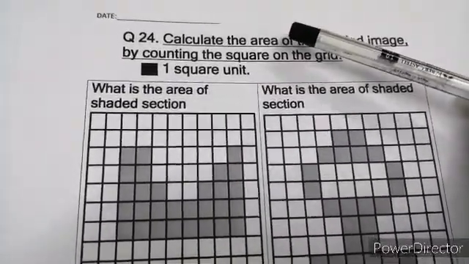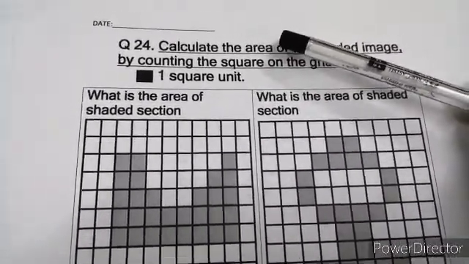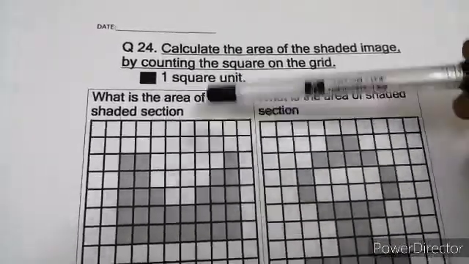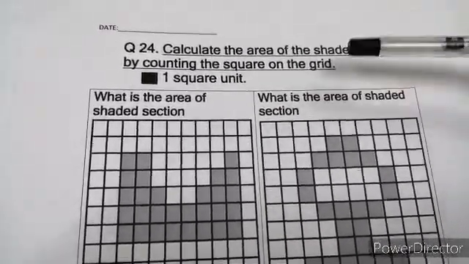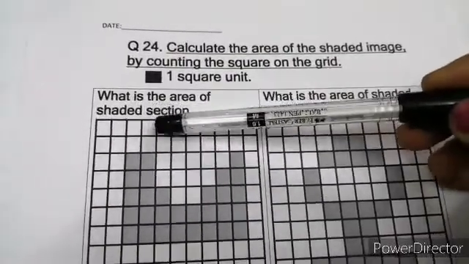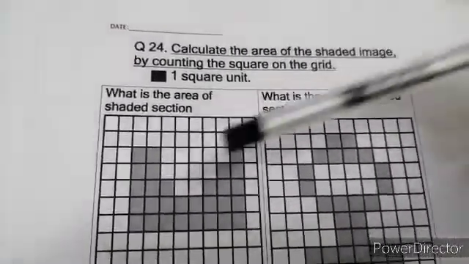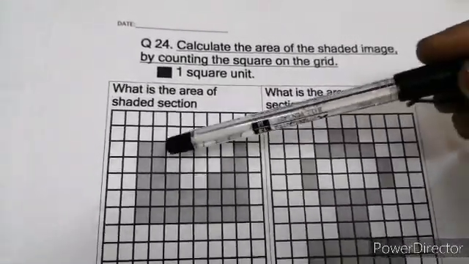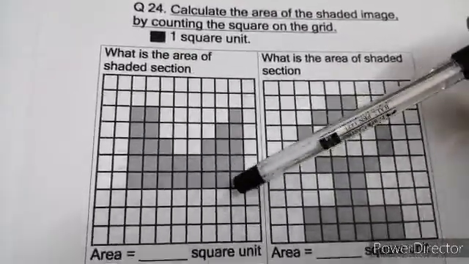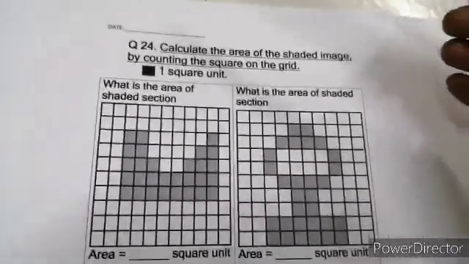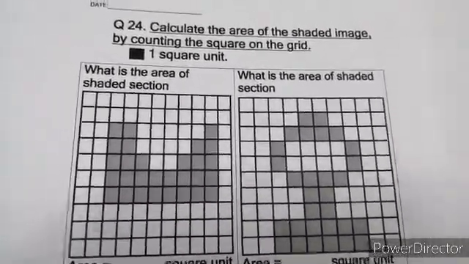Read question number 24 of page 147. Calculate the area of the shaded image by counting the squares on the grid. And here one small square in this grid is equal to 1 square unit. So we have to count the number of squares inside this shaded shape and write it as square unit. Shall we start doing it? Now, how will you start counting?